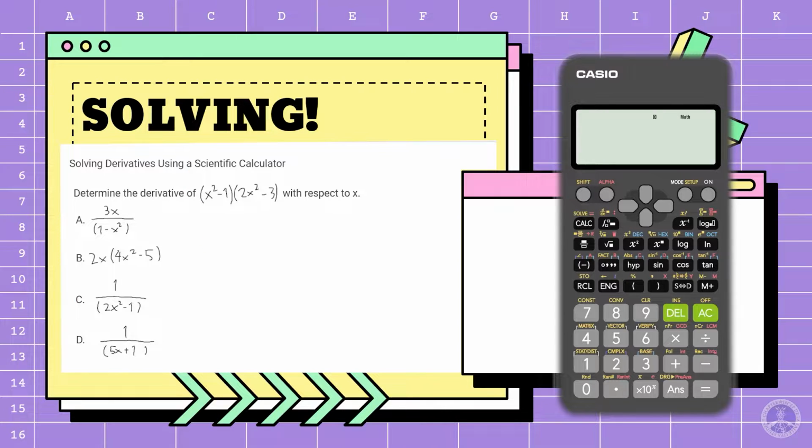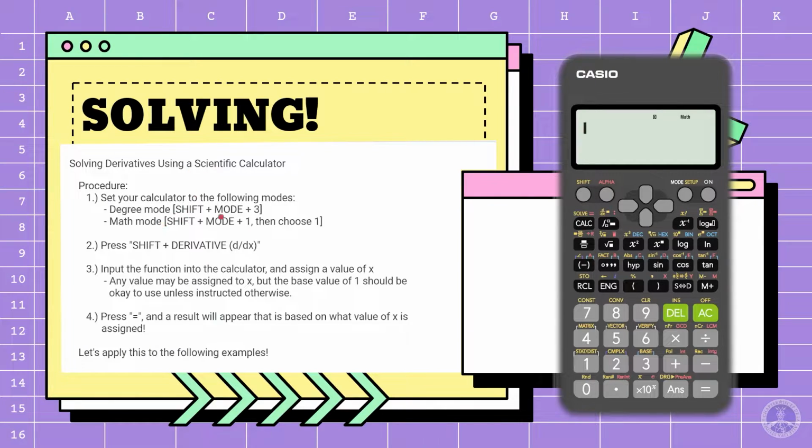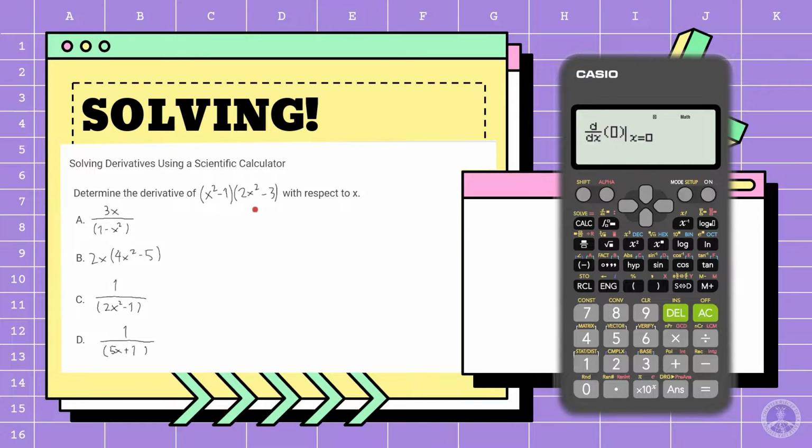So let's return to the instructions. Set your calculator to the following modes. We already did that. Next is press shift plus derivative. So let's do that here. Shift plus derivative. There we go. This should appear on your screen. Next, input the function into the calculator and assign a value of x. So let's return to that. This is the function that you are going to be inputting. So let us put that in the calculator that we have here.